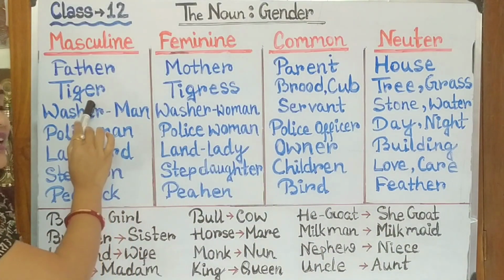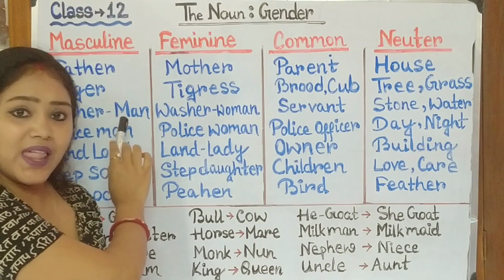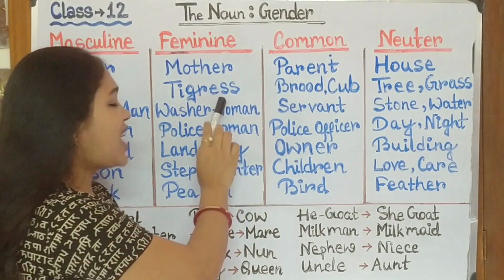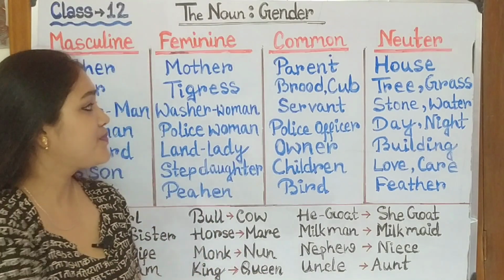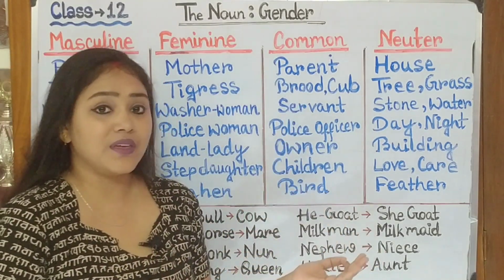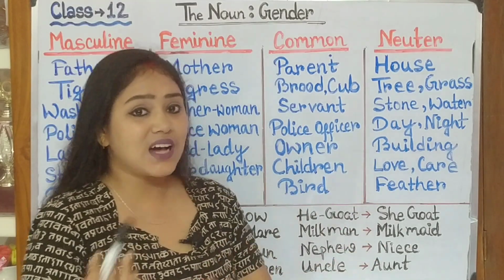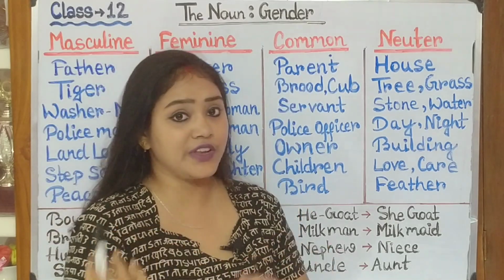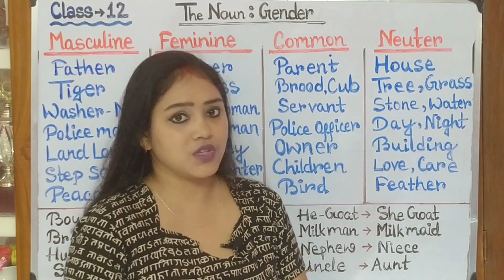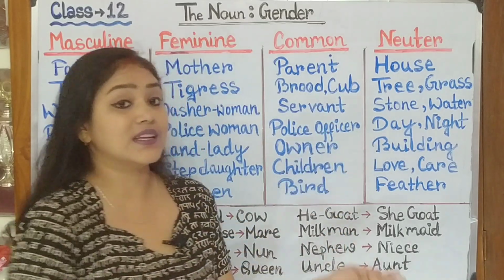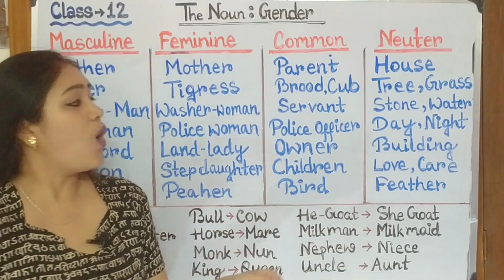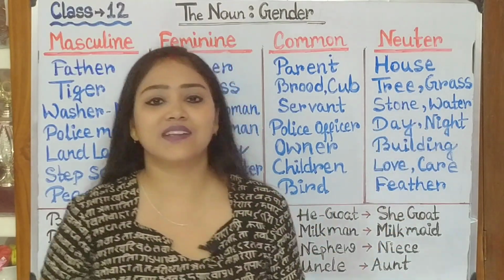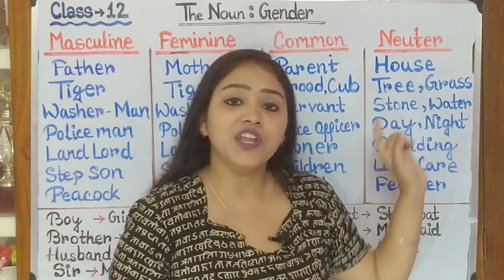Next, you can see tiger. It is of male community. Tiger is masculine gender. Next, tigress, feminine gender. So the baby of the tiger is known as cub or brood, right? So these are of common gender. It will denote the male and the female both, okay? And the tiger or the lion, all these live in the forest, right? So tree, grass, all these are inanimate objects and they are of neuter gender.